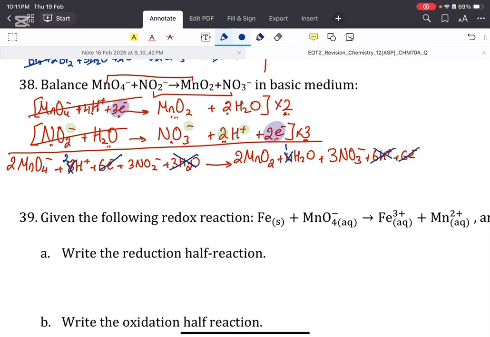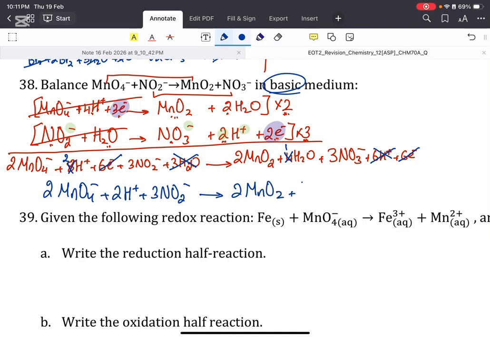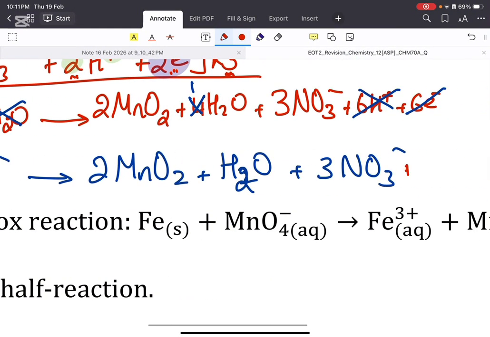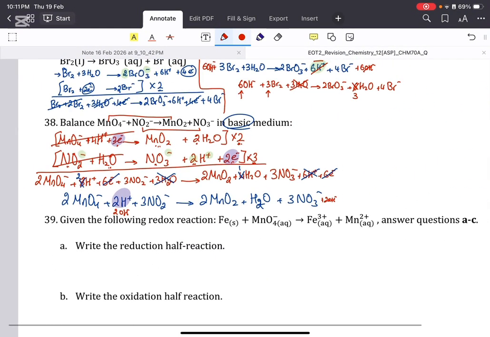And I think that's it, but I should not forget that this is in basic. So I'm going to write it 2 MnO4 minus plus 2H plus and 3 NO2 minus giving 2 MnO2 and H2O and 3 NO3 minus. Now we look at how many H plus we have. We have 2 H plus. So I'm going to add 2 OH minus here and 2 OH minus over here.